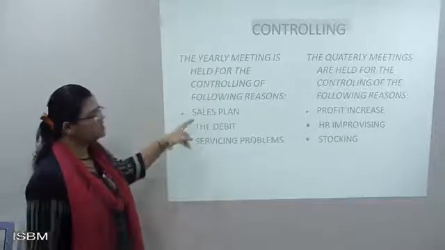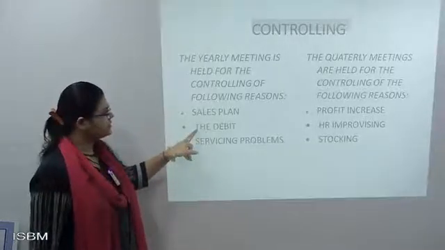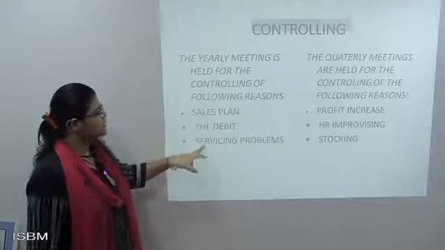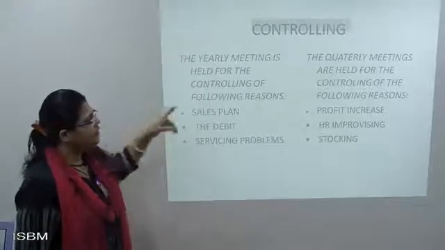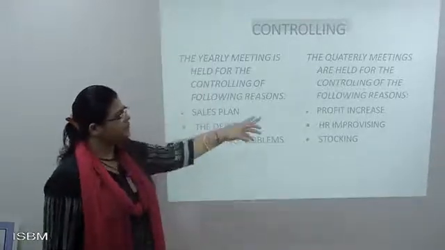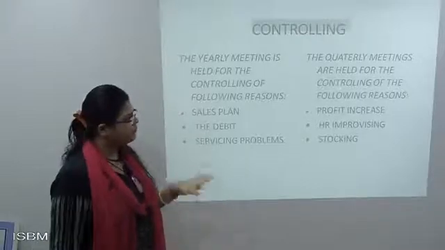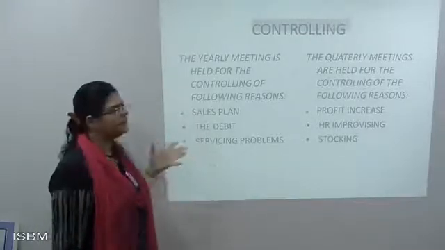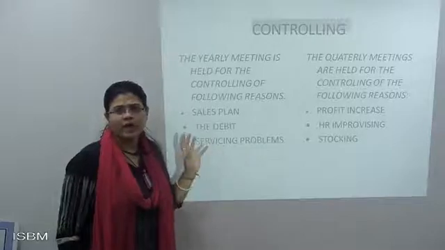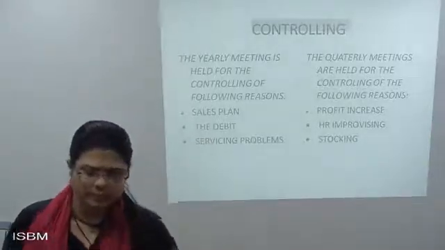In the yearly meetings, things like the sales plan, the debt plan, and servicing problems are checked. In a quarterly meeting, profit increase, HR improvement, and stocking are checked. These are the things to be controlled, and these are the things to be kept in mind whenever work is performed. So that is the controlling item.